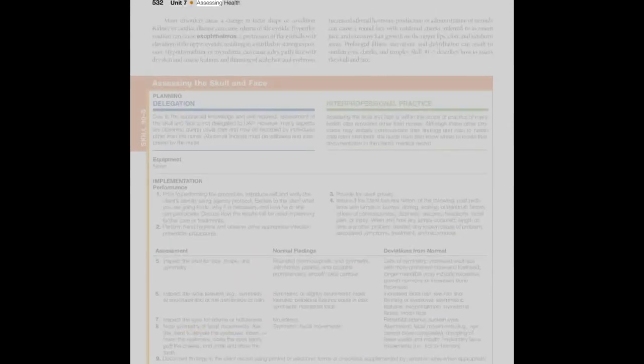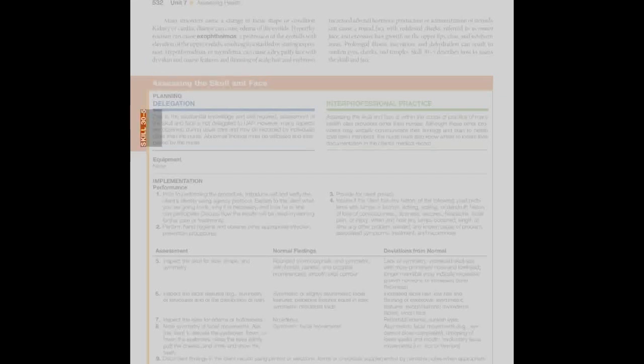532, Unit 7, Assessing Health. Many disorders cause a change in facial shape or condition. Kidney or cardiac disease can cause edema of the eyelids. Hyperthyroidism can cause exophthalmos, a protrusion of the eyeballs with elevation of the upper eyelids, resulting in a startled or staring expression. Hypothyroidism, or myxedema, can cause a dry, puffy face with dry skin, coarse features, and thinning of scalp hair and eyebrows.